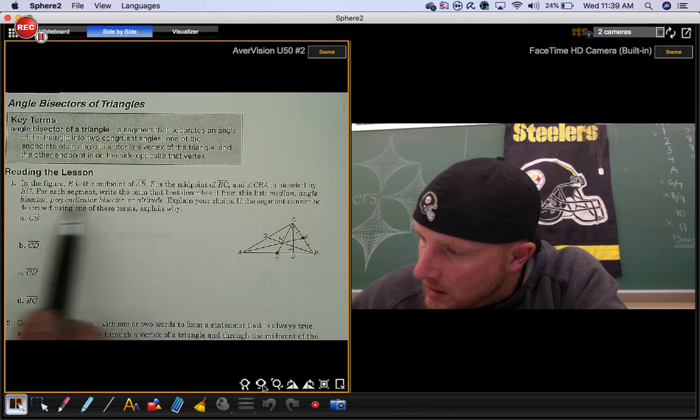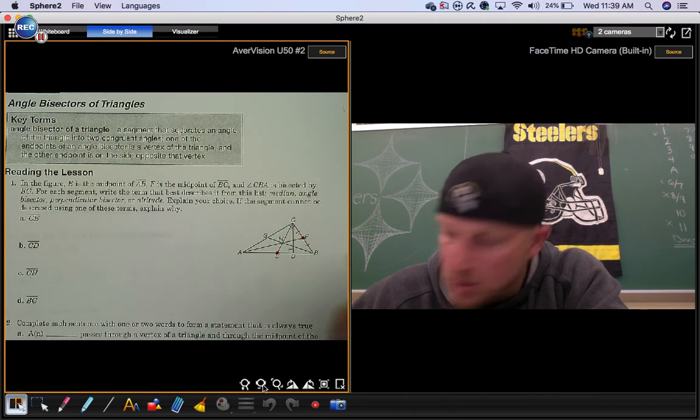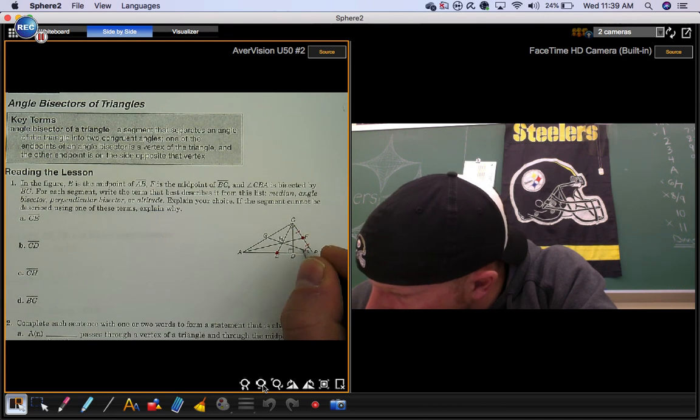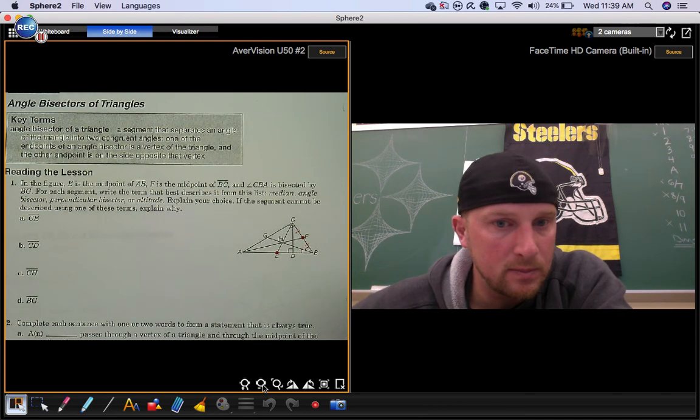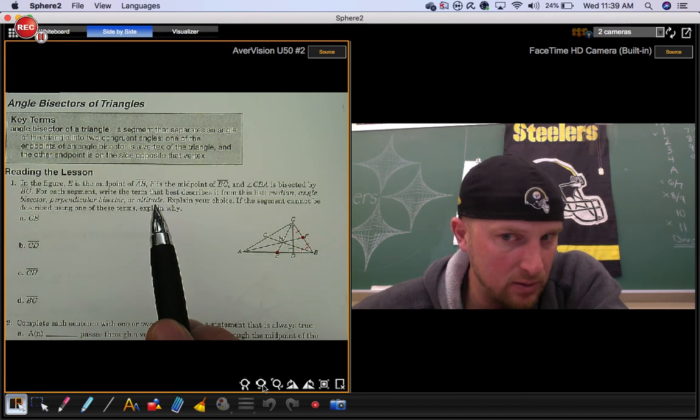And angle CBA is bisected by that segment BG. So if this angle gets bisected, then I know that these two angles are the same. That's all important information that you get from reading this geometry.